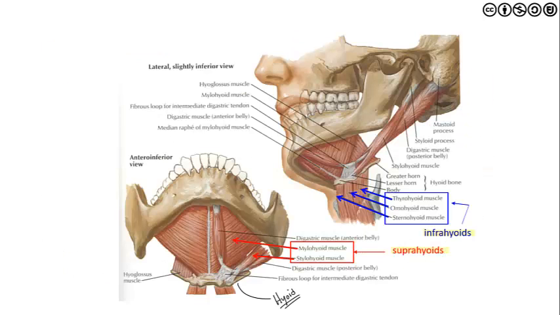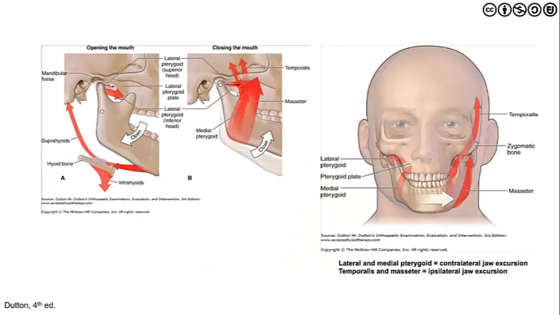Here we can visualize those infra and suprahyoids a little bit better on both this lateral and anterior inferior view. We can also see their orientation of the digastric muscle as well, specifically the posterior belly. Now this image comes from Dutton's 4th edition, and you can begin to appreciate how all of these muscles begin to interact, right? So we have the infrahyoids and the suprahyoids that are helping with opening the jaw.